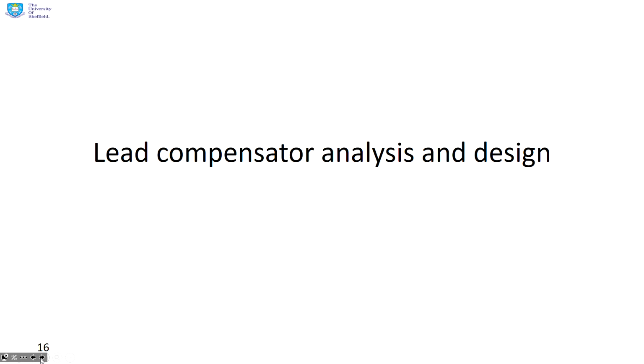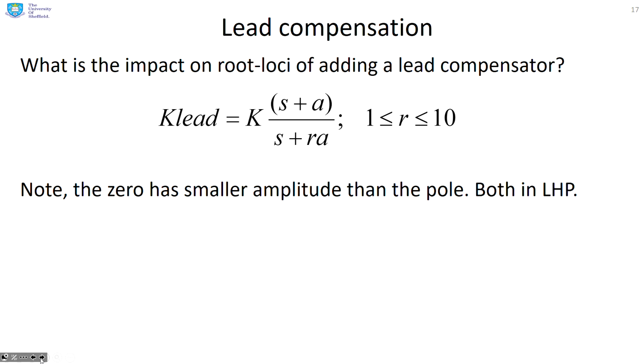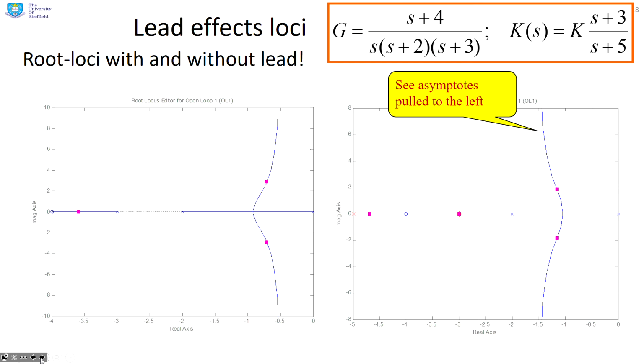What about lead compensation then? So what is the impact on a root loci of adding a lead compensator? And here you notice the 0 has a smaller amplitude than the pole. So here you can see the 0 bit A and the pole bit RA. So here are some root loci with and without a lead.